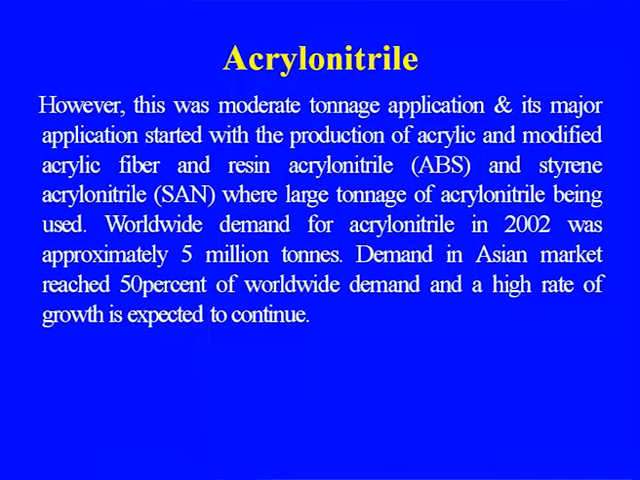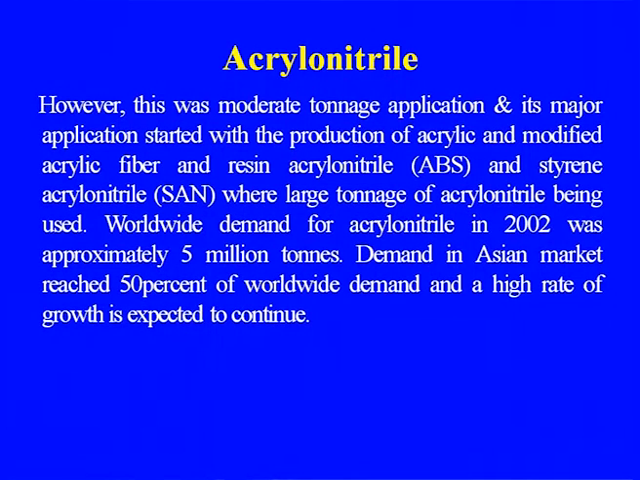So, as I told you, with the development, the moderate tonnage application, its major application started with the production of the acrylic fiber and modified acrylic fiber, which I told you, because this was the change in the production pattern also, and the resin acrylonitrile, ABS resin and styrene acrylonitrile resin. So, styrene combination and the butadiene combination. So, different resins are coming in the specialty grade of the polymer.